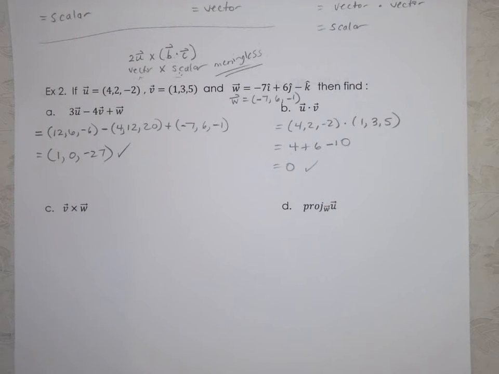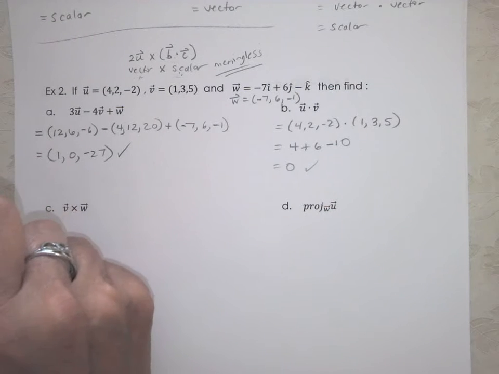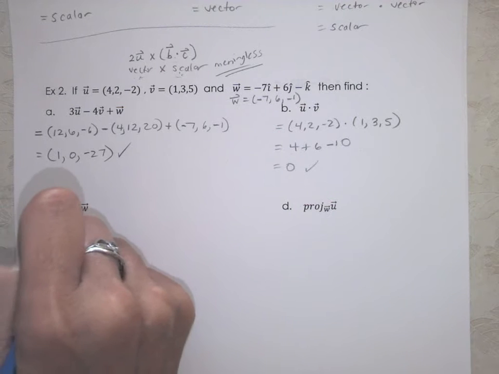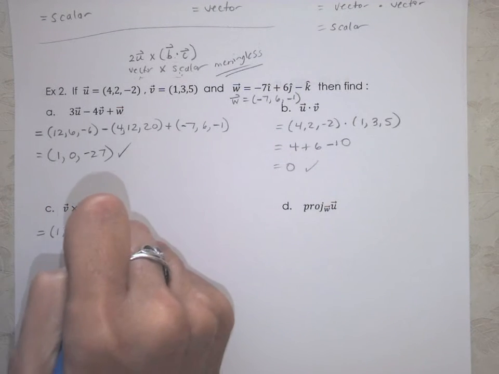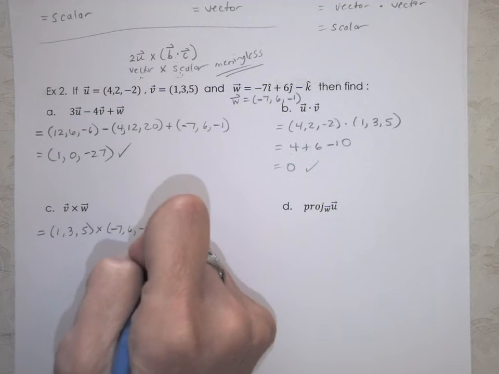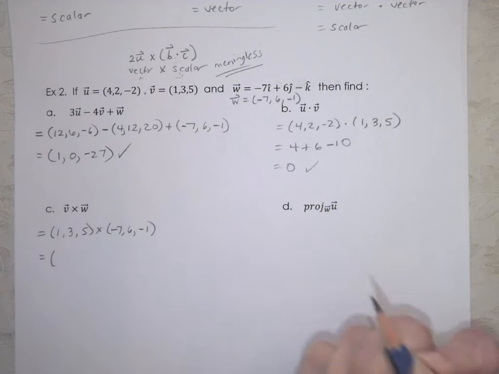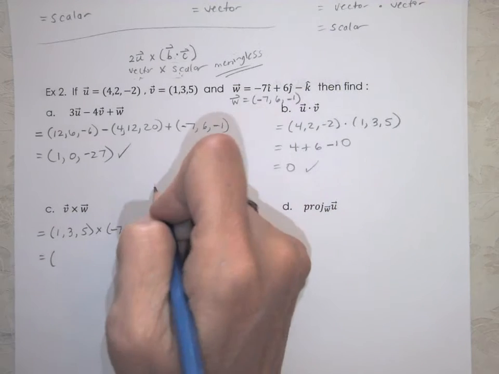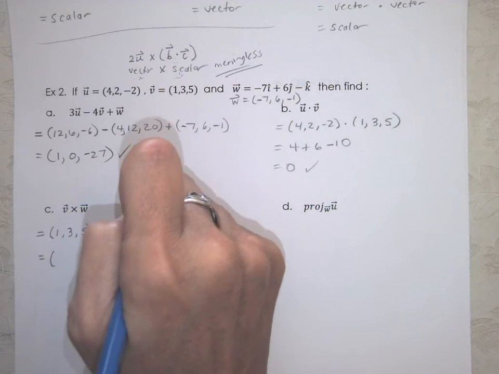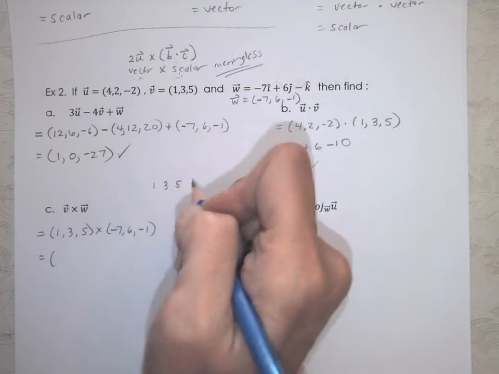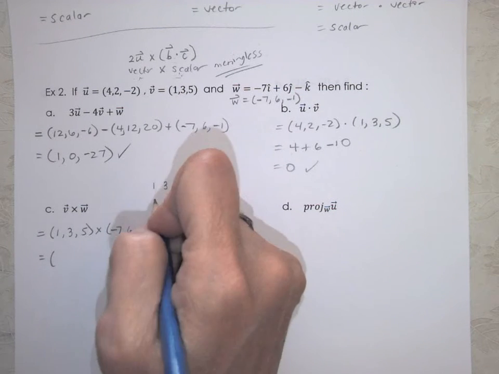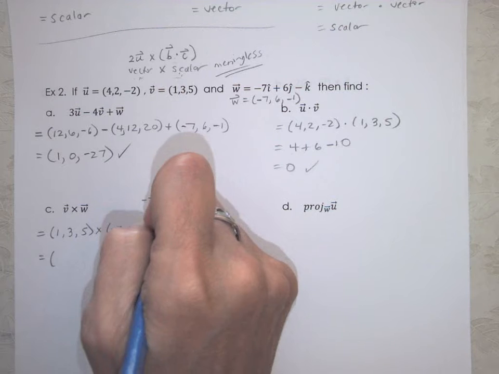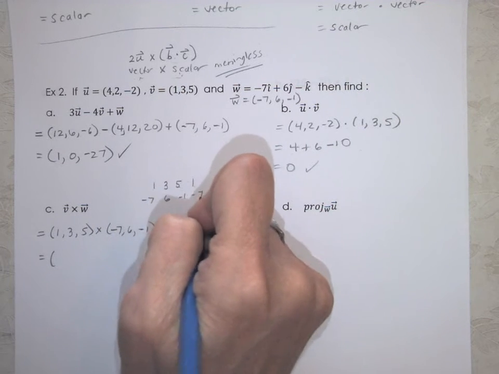V cross w, so we're taking vector v, which is 1, 3, 5. Order matters when you're doing the cross product, and crossing it with vector w, which is negative 7, 6, negative 1. And we're going to get a vector with 3 components. We know a cross product gives us a vector, and kind of our little shortcut method for doing it. So here's vector v, 1, 3, 5, repeat the 1. Vector w, negative 7, 6, negative 1, repeat the negative 7.